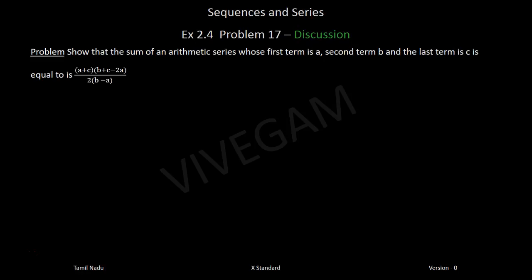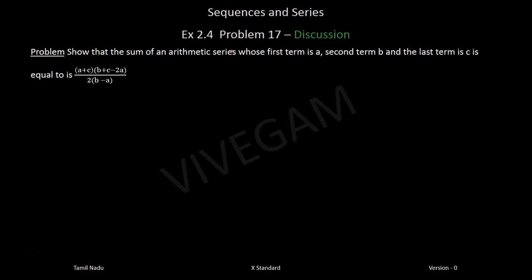Let's read the problem. Show that the sum of an arithmetic series whose first term is a, second term is b, and the last term is c is given by (a + c)(b + c - 2a) divided by 2(b - a). It looks very complicated, isn't it? But don't worry, I think it can be easily done.